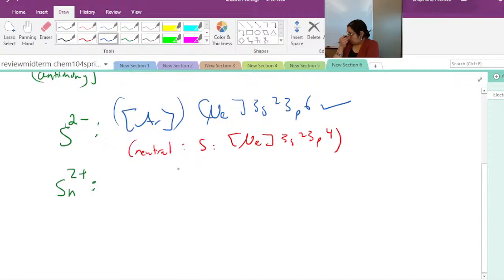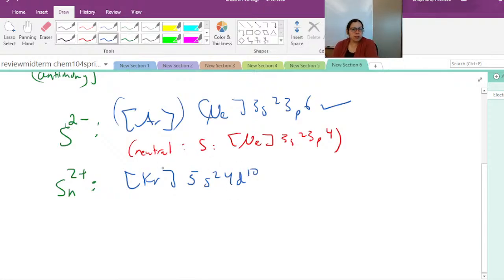Somebody else want to go for it? Miriam, what are we thinking? 5s2, 4d10, perfect. So that looks great as well.